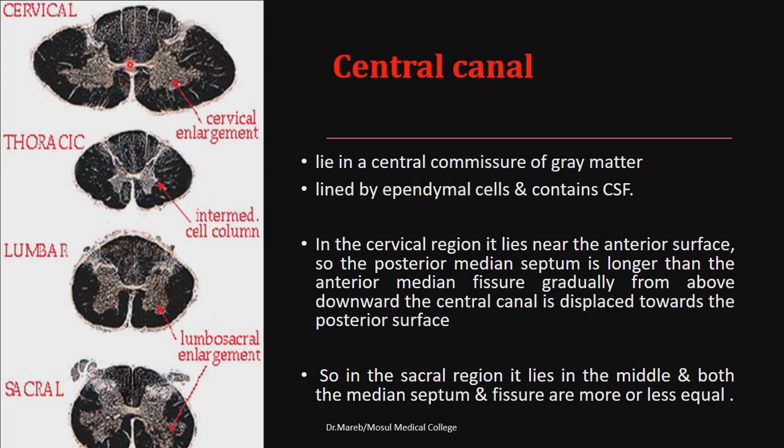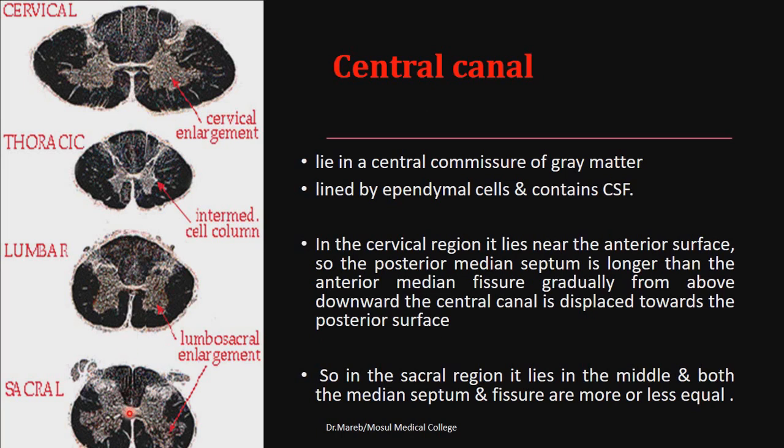Now look here for the central canal. This is one of the differences between the segments of the spinal cord. The central canal here, in the cervical region, is more or less near the anterior surface, so the posterior median septum is longer than the anterior median fissure. Gradually, from above downward, the central canal is displaced toward the posterior surface. Here it is displaced more toward the posterior surface.